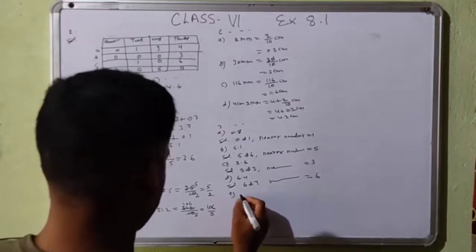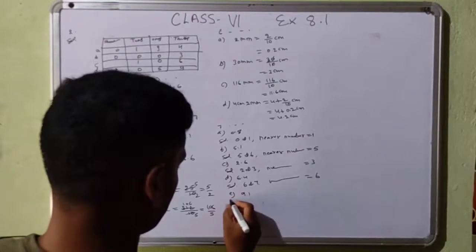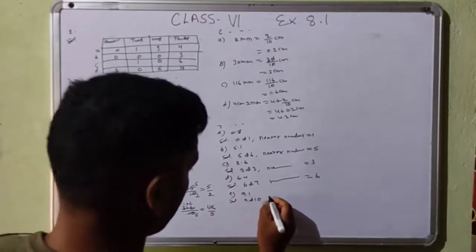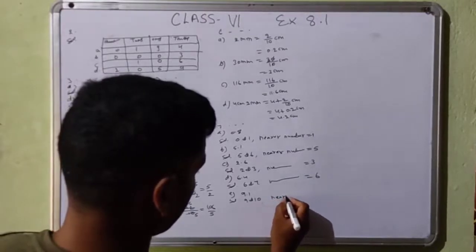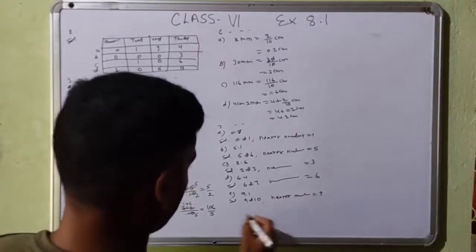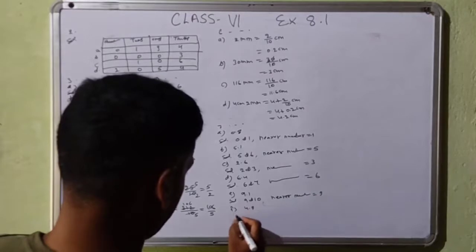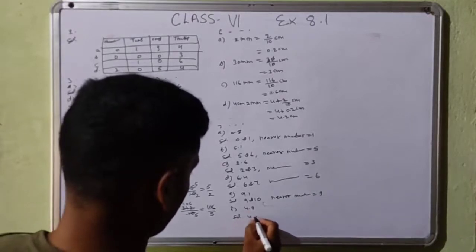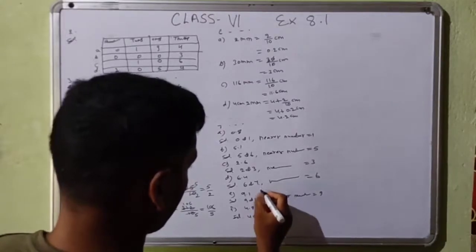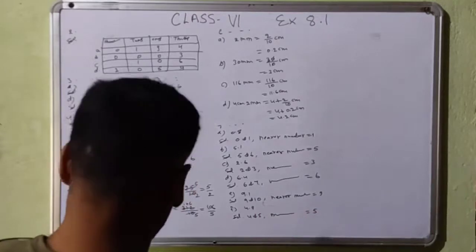E part, 9.1. Solution: 9 and 10, and the nearer number is equal to 9. F part, 4.9. Solution: 4 and 5, and the nearer number is equal to 5.